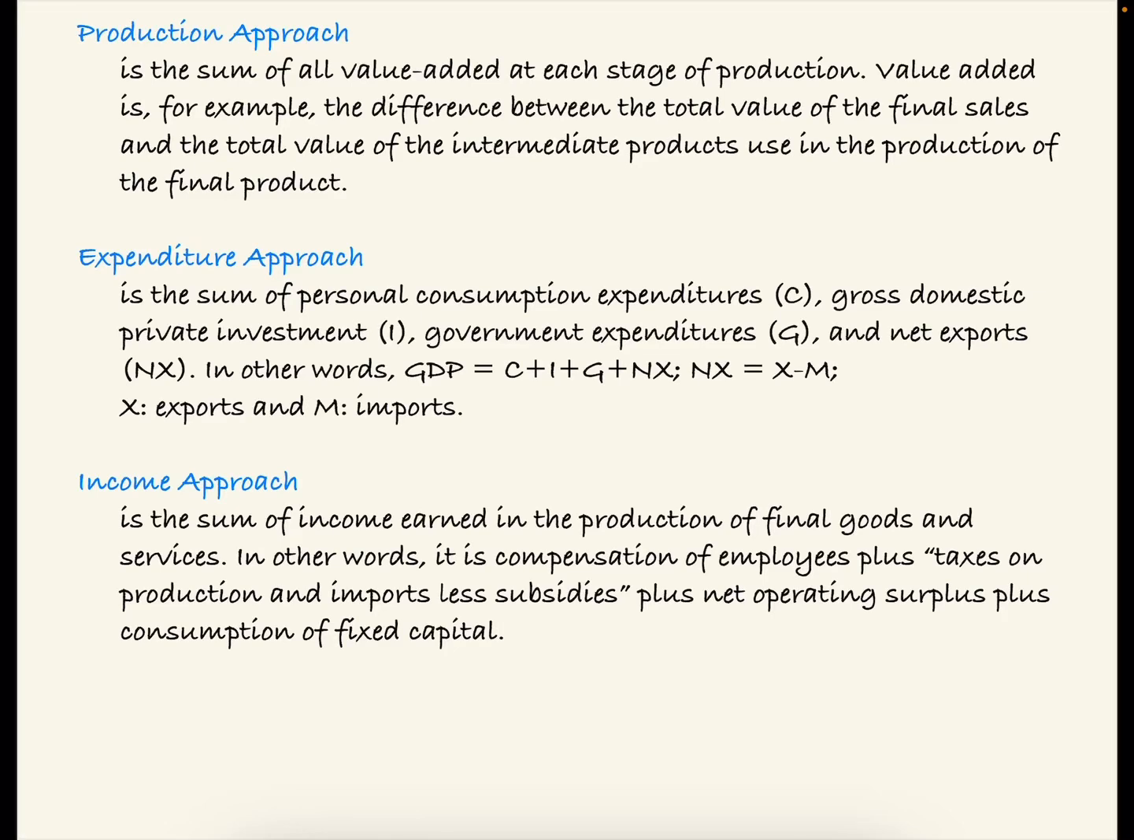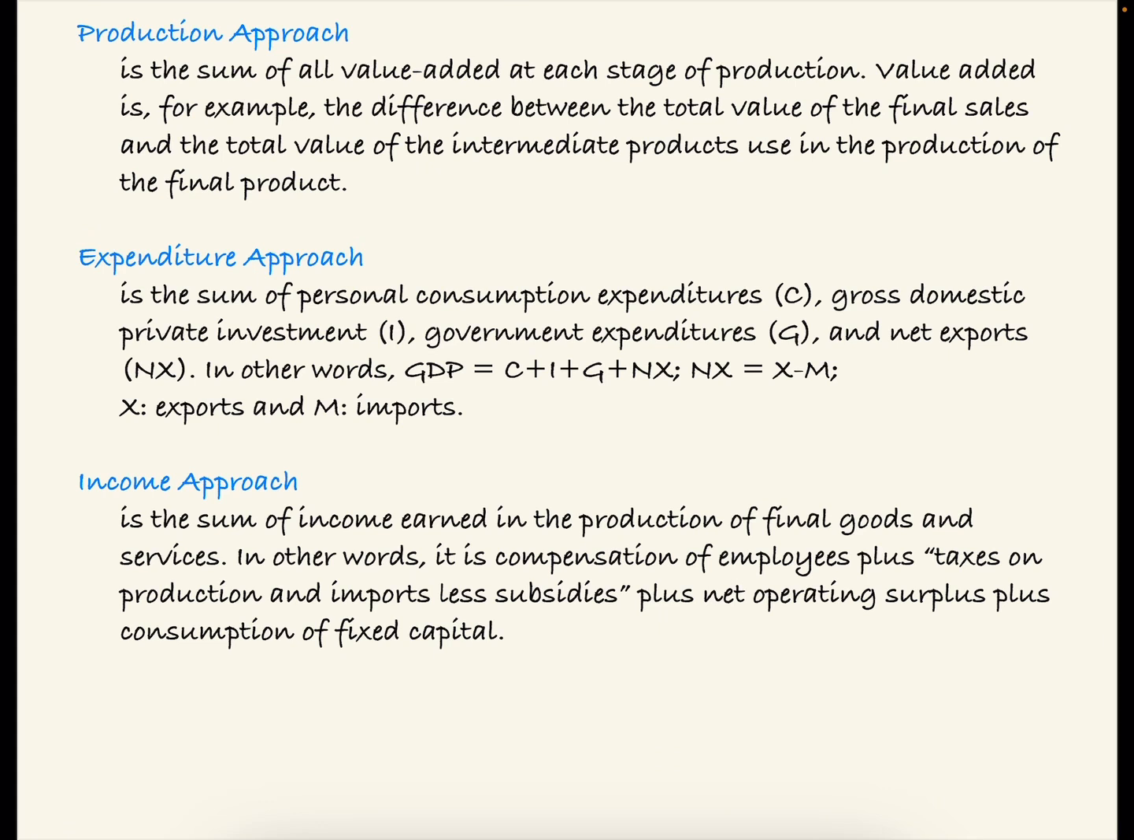Now let's take a look at the three approaches of the GDP calculation. First is the production approach, which is the sum of all value added at each stage of production. Value added is, for example, the difference between the total value of the final sales and the total value of the intermediate products used in the production of the final product.